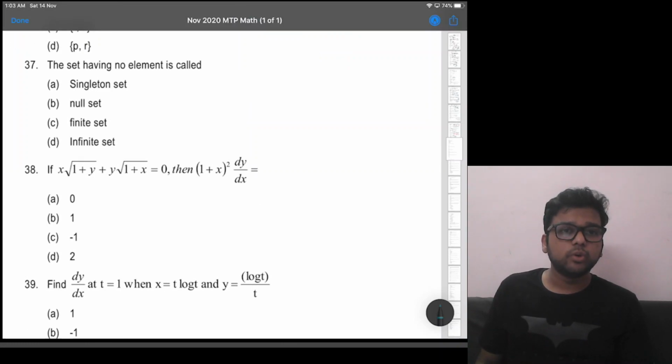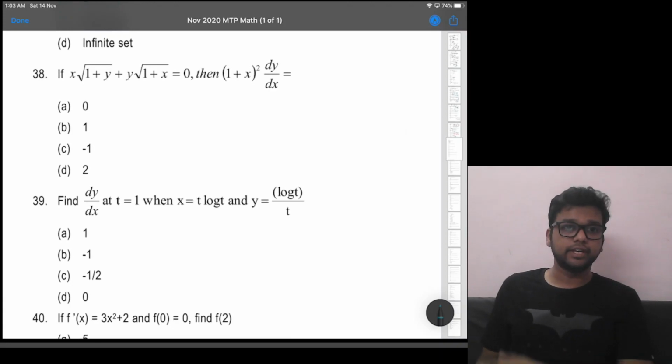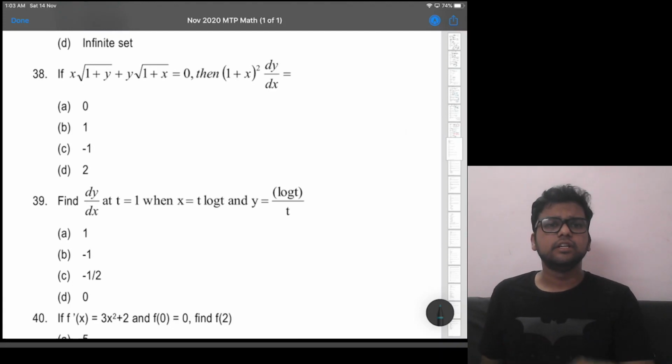37. A set having no element is called a null set. 38 is a good one. Okay, 38. Now the last three are derivatives and integration.